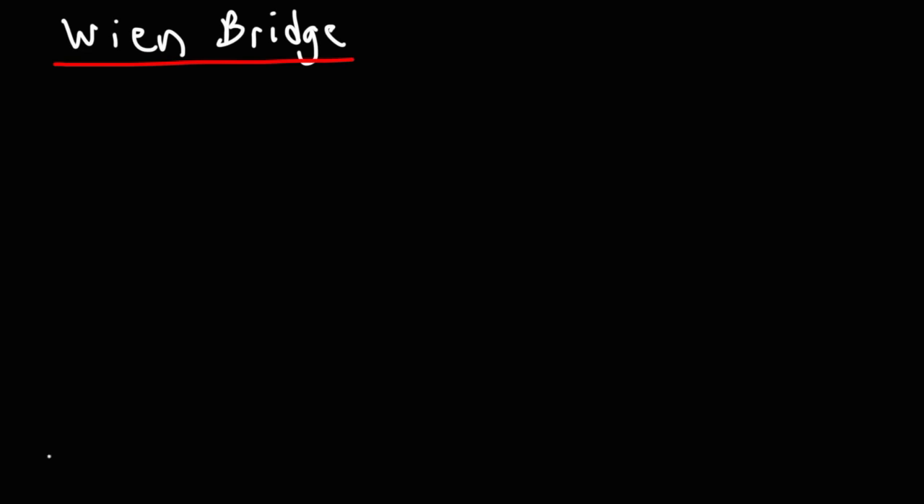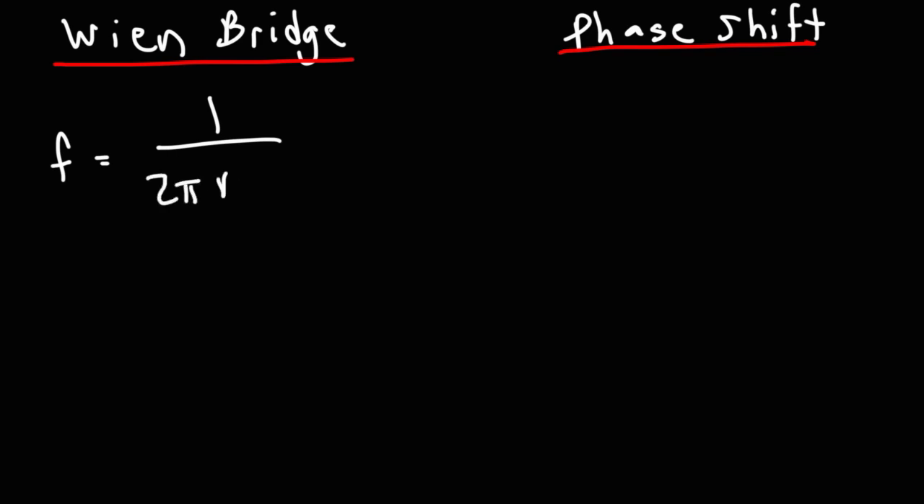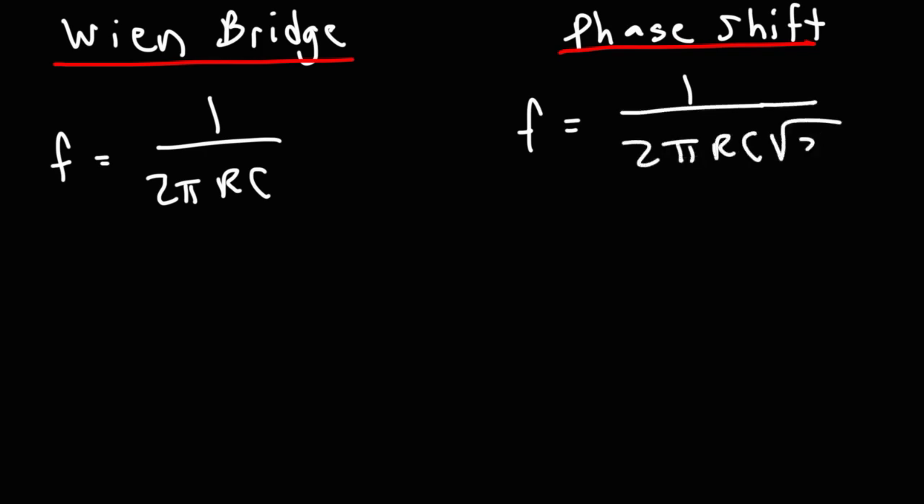Now, the two other types of RC oscillators include the Wien bridge oscillator, which uses an RC network and an operational amplifier, and also the RC phase shift oscillator, which uses 3 RC networks and a transistor. You can also use an op-amp for the phase shift oscillator as well. Now with the Wien bridge oscillator, the frequency is 1 over 2 pi RC. For the phase shift oscillator, it's 1 over 2 pi RC times the square root of 2n, where n is the number of RC networks in that circuit.